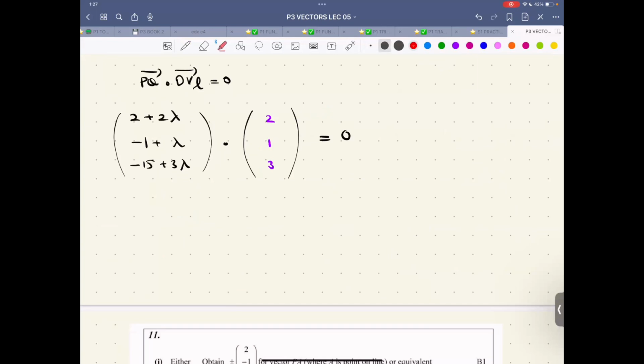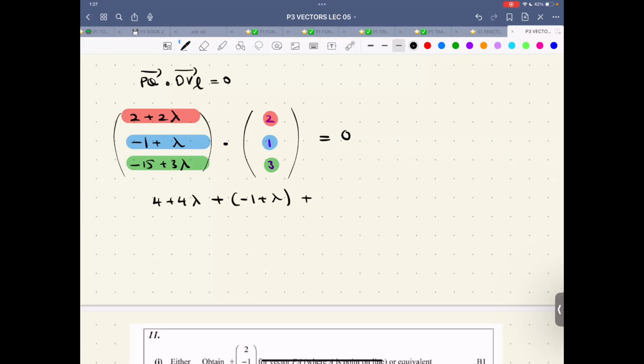So let's multiply. This goes with this, this goes with this, this goes with this. So let's multiply it out. That is 4 plus 4 lambda. This is -1 plus lambda. This is after multiplication, -45 plus 9 lambda equals 0.